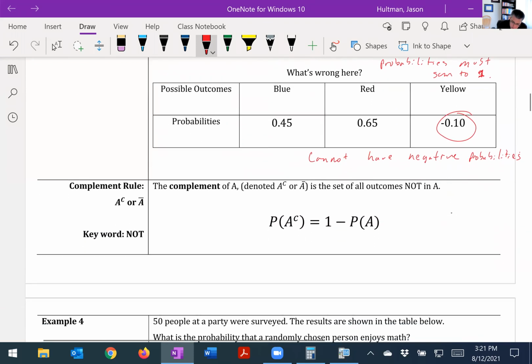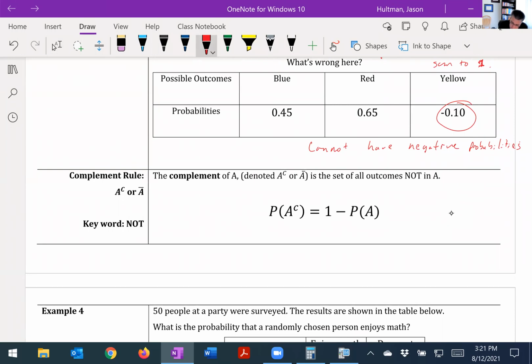Okay, complement. What does the complement mean? The complement of A, denoted A^C or A with a bar over it, is the set of all outcomes not in A. And so instead of looking for what's not in A, we can look for what is in A and then subtract it from 1. That's what this formula says. We can just say it's 100%. So think of it like a pie chart, and we had, say, 50% here, 25% here, and 25% here. We have to add up to 100%.